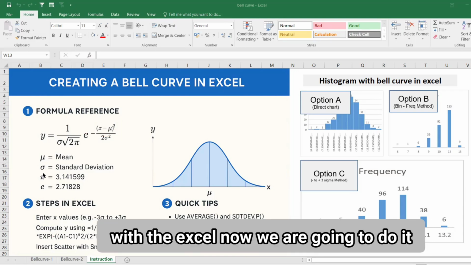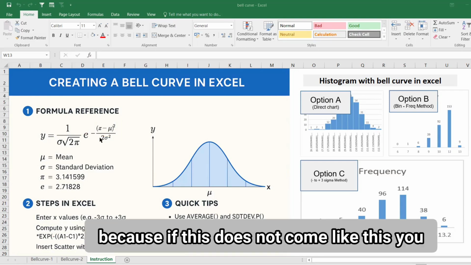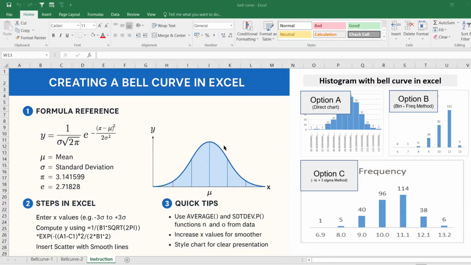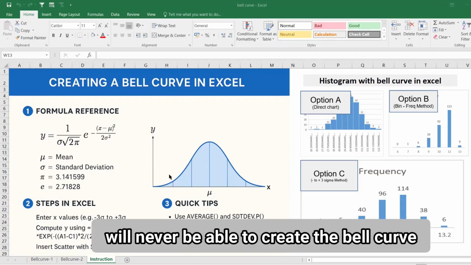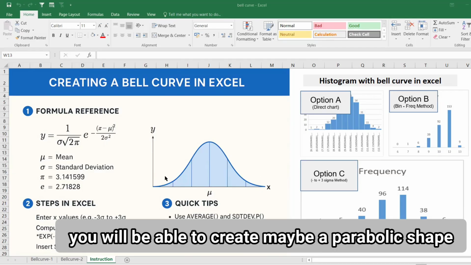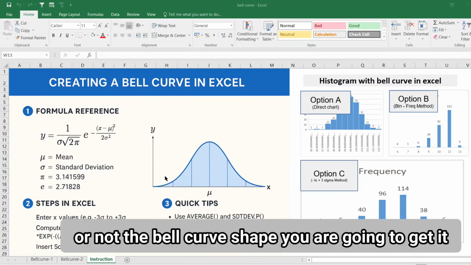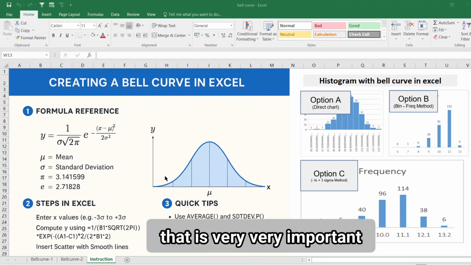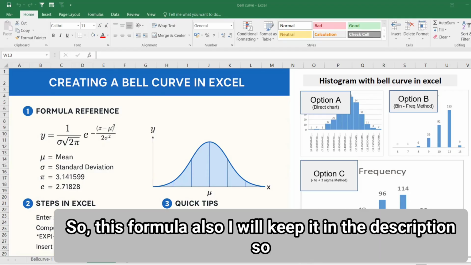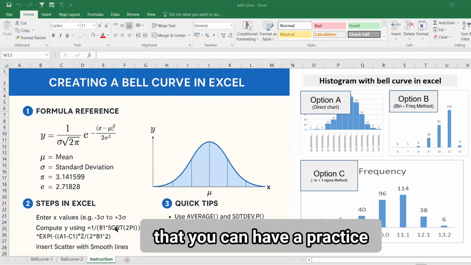Now we are going to do it, because if this does not come like this, you will never be able to create the bell curve. You will be able to create maybe a parabolic shape, but not the bell curve shape. That is very, very important. So this formula also, I will keep in the description so that you can practice.